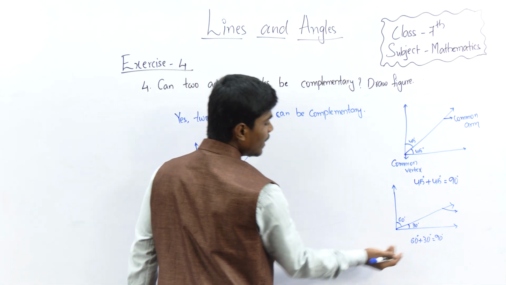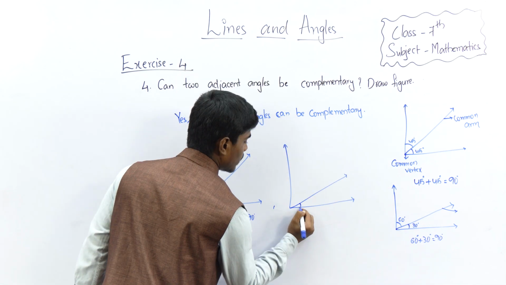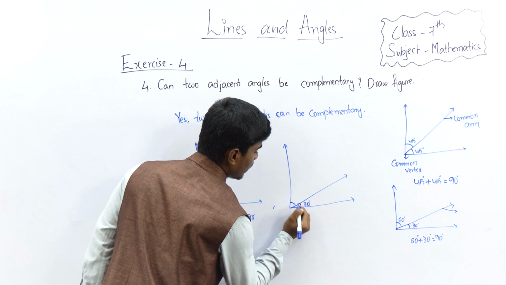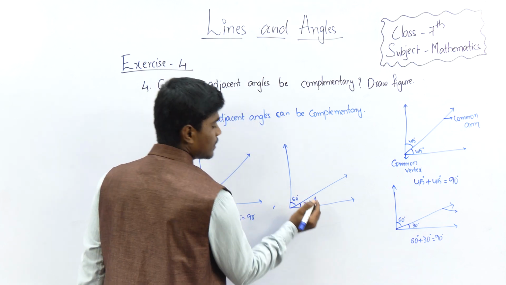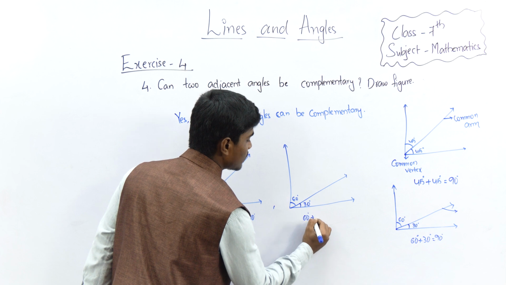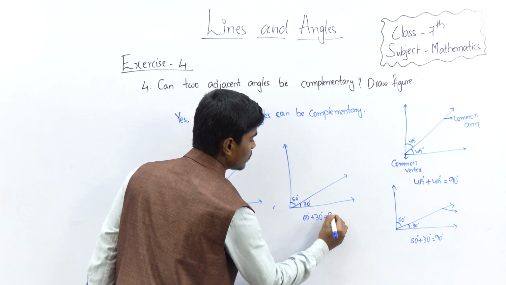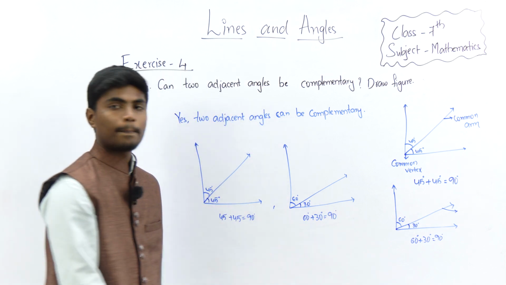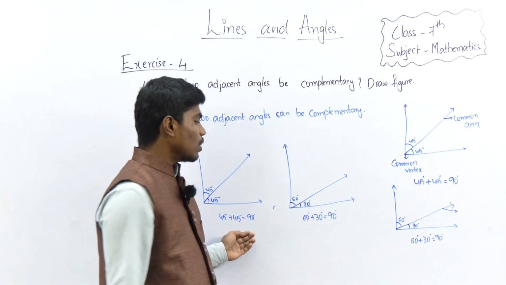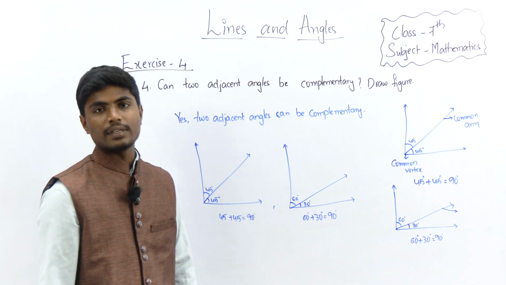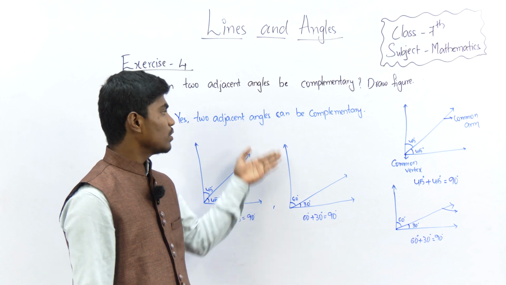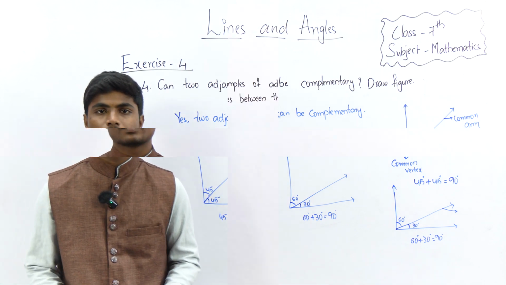This is also an example. Here 30 degrees and this is 60 degrees. 60 degrees plus 30 degrees is equal to 90 degrees. So these two are the example figures. So this is the solution for the fourth problem.